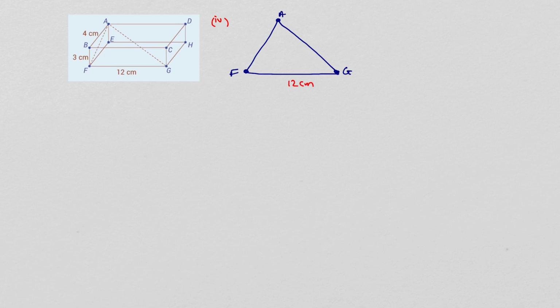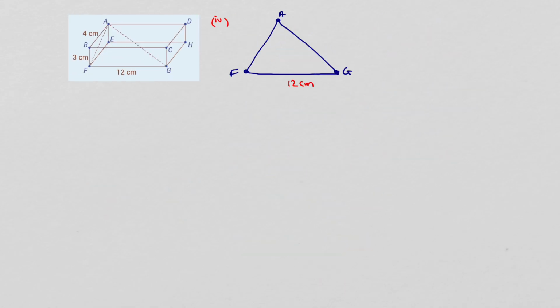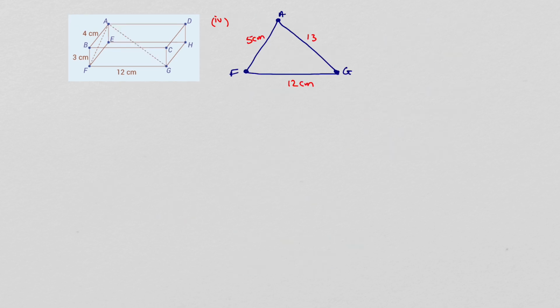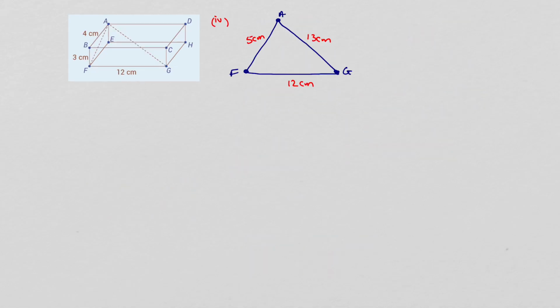I have calculated AF. If I go back, AF was the first thing we were asked to do, which is 5 centimeters. And AG we have just calculated, and we found out that it was 13. So I have 3 sides in this non-right angle triangle, and I'm looking for the angle at G because it's AGF, so it's always the middle letter that is the angle I'm looking for. So this is the angle I'm trying to find. So therefore, if I have the side opposite the angle I'm trying to find, and I have 3 sides in my triangle, then it must be the cosine rule.